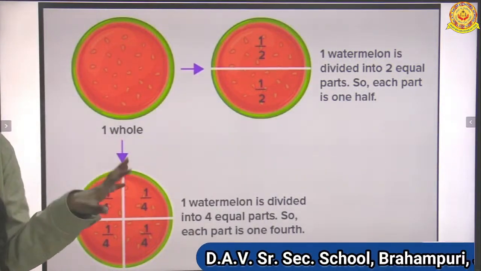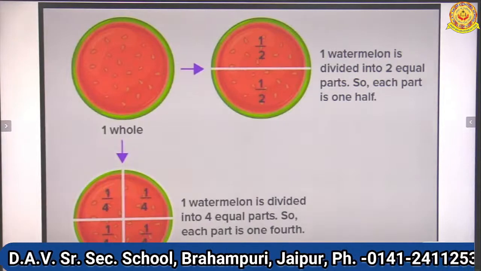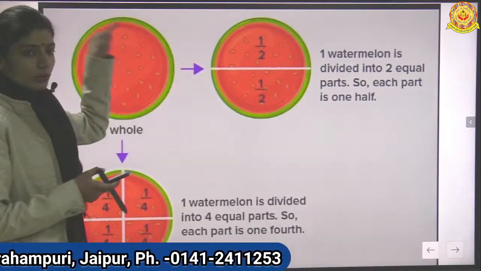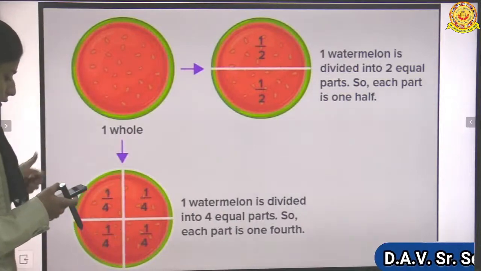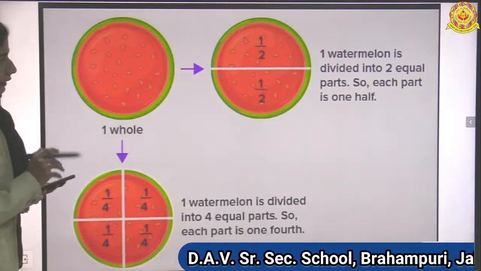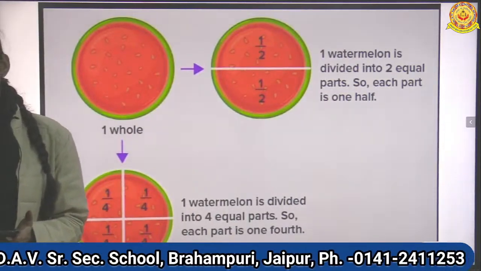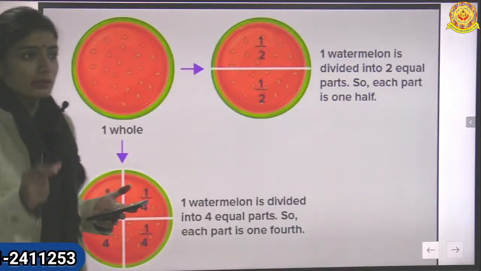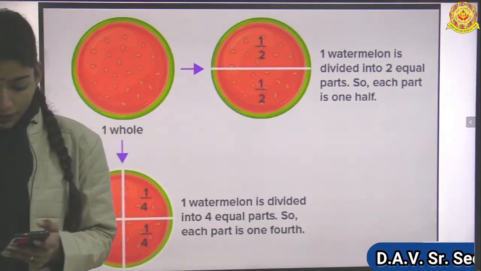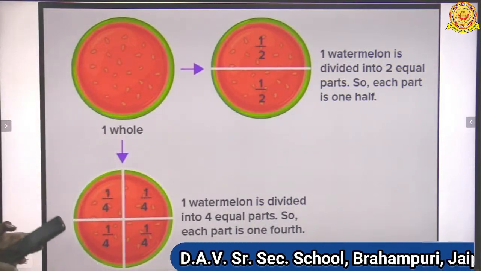We have a whole watermelon. This is the whole. Whole means complete in itself, pura ho. This is the whole watermelon. If I am asking you to divide this into equal parts, fractions means equal partition of everything.